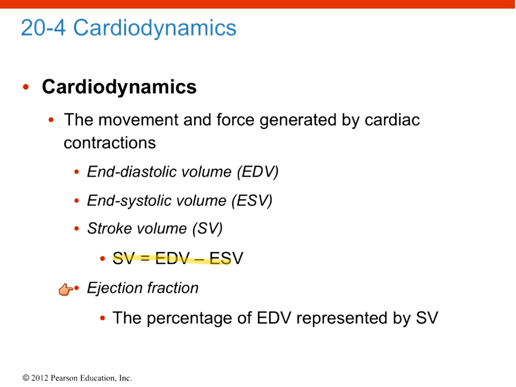The ejection fraction is a percentage of the amount of blood, the maximum, that is represented by the stroke volume. So how much was there to begin with that got shot out? We can call that the ejection fraction, but we've just been calling it the stroke volume.